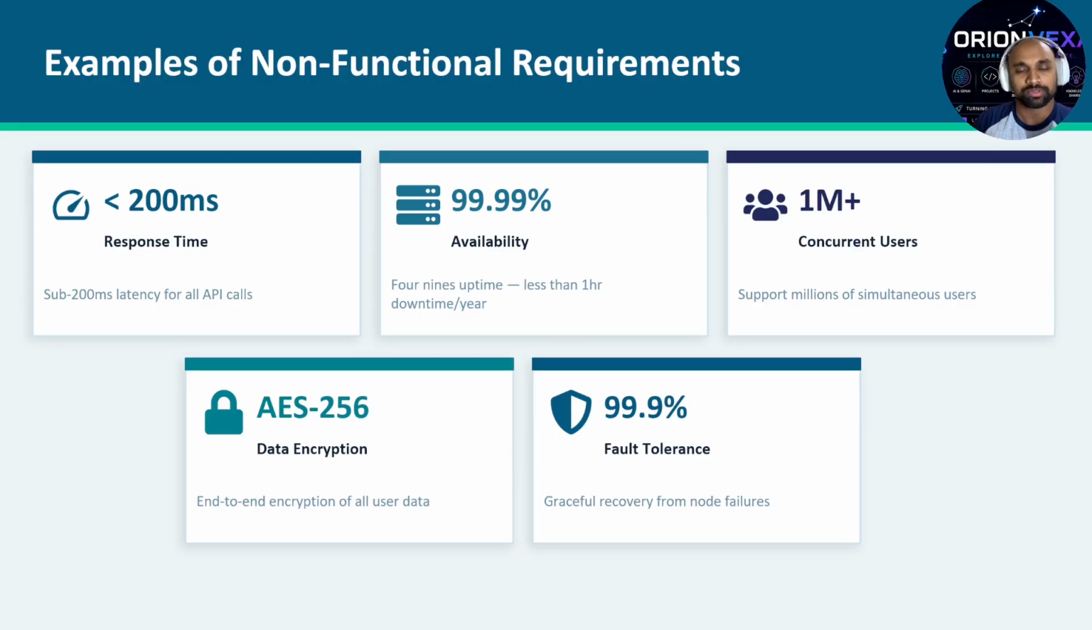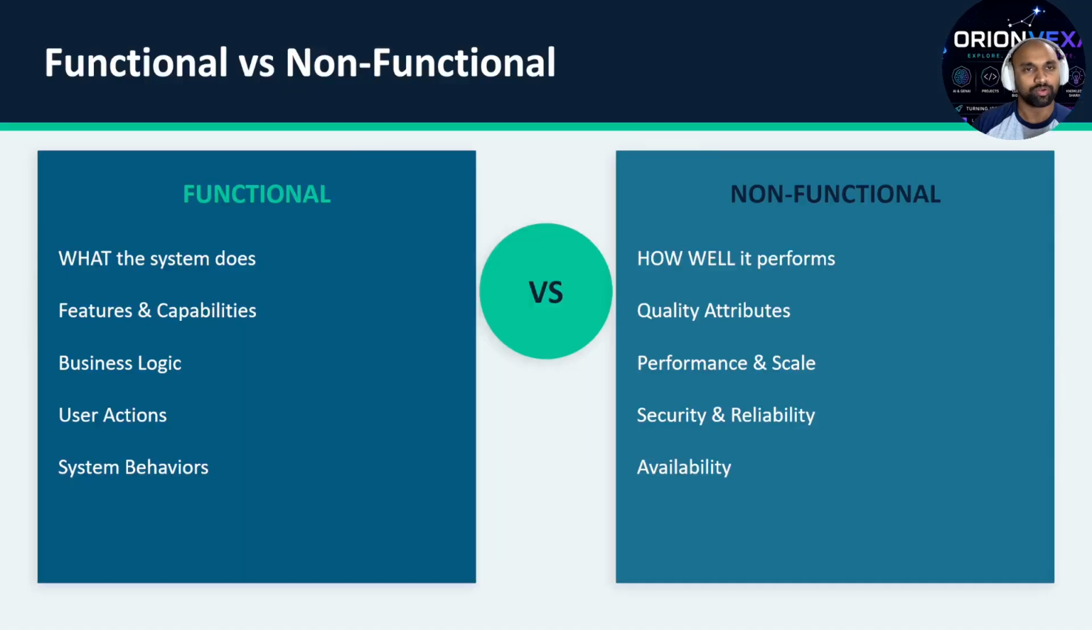And 1 million plus concurrent users. That means supporting millions of simultaneous users at the same time. And end-to-end encryption, that is, we are using AES 256 encryption in many cases. Data at rest will be encrypted, and data in motion, that is data in transit, also gets encrypted. 99.9% fault tolerance. What does it mean? Suppose some of the servers go down in the production system, it shouldn't affect the running process. That means graceful recovery from node failure.